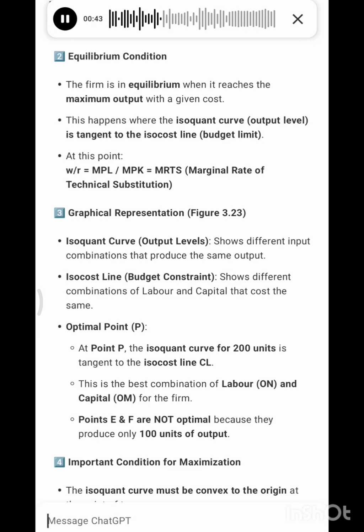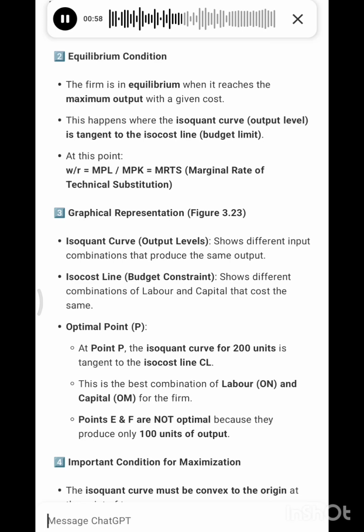3. Graphical representation. Figure 3.2. The isoquant curve (output levels) shows different input combinations that produce the same output. The isocost line (budget constraint) shows different combinations of labor and capital that cost the same.